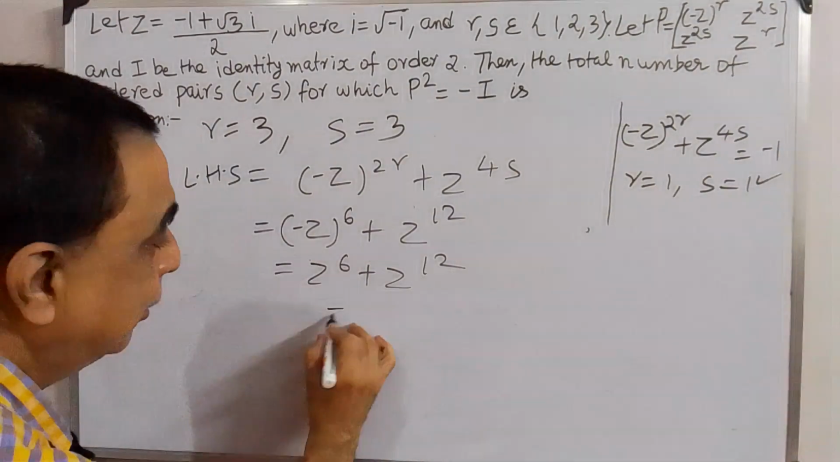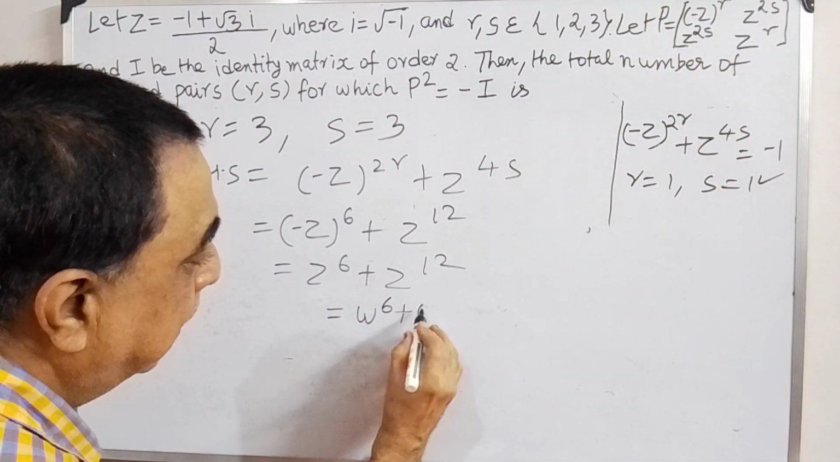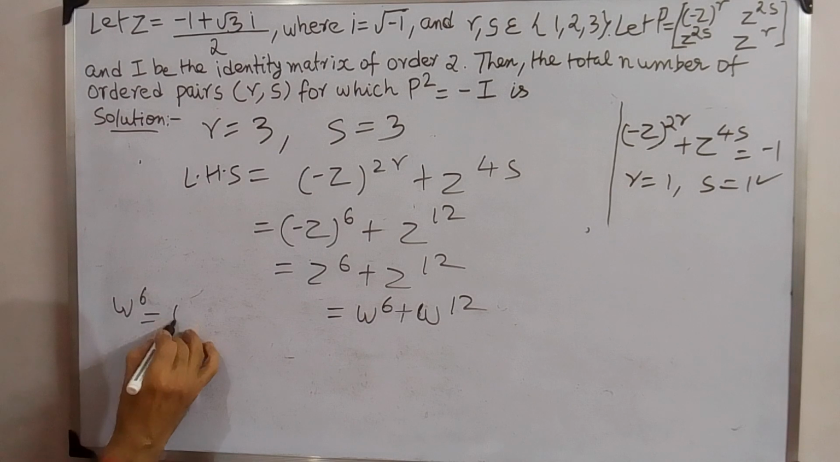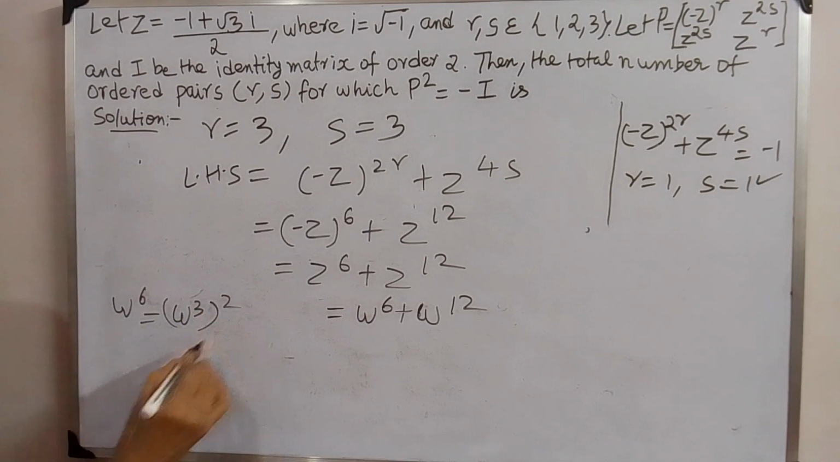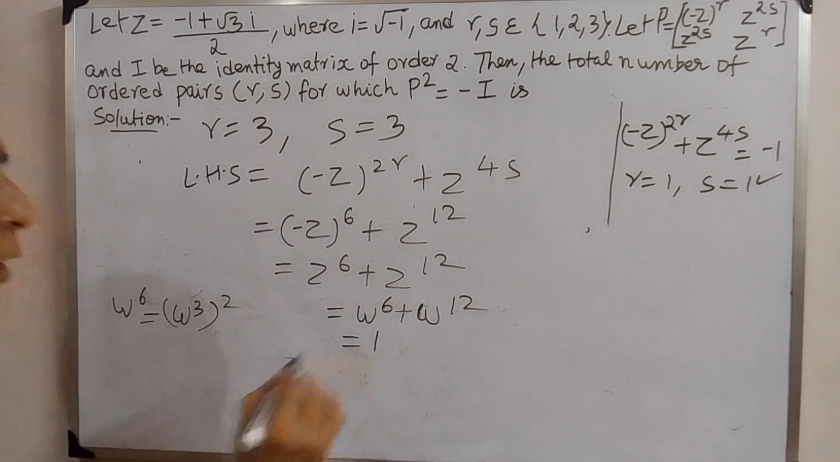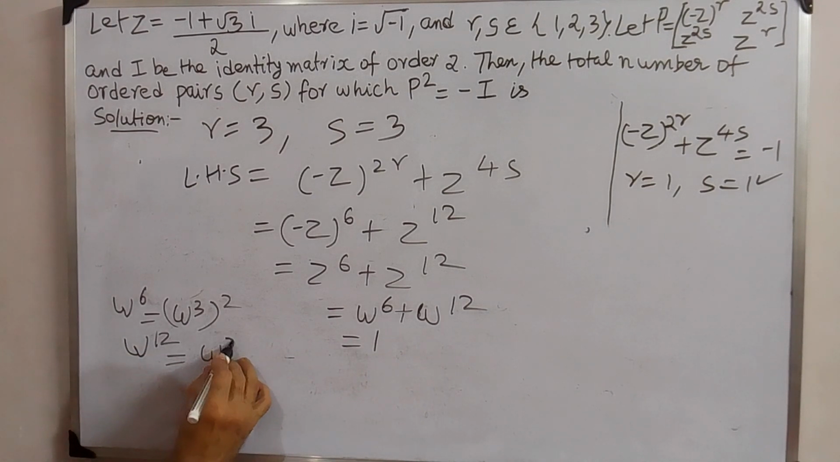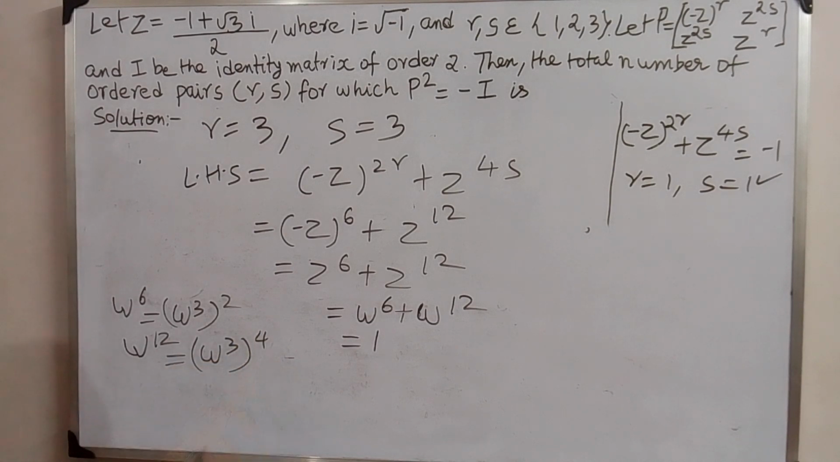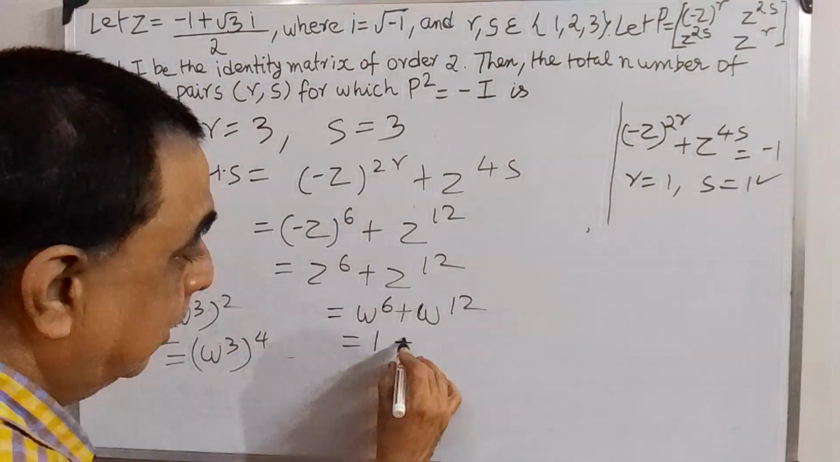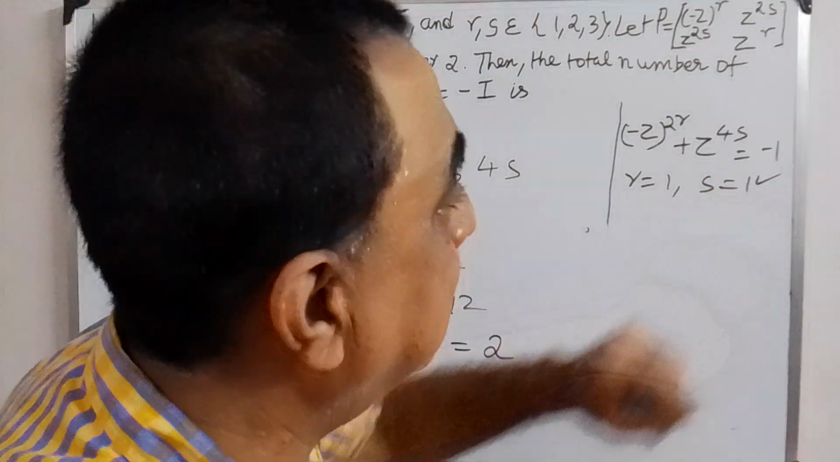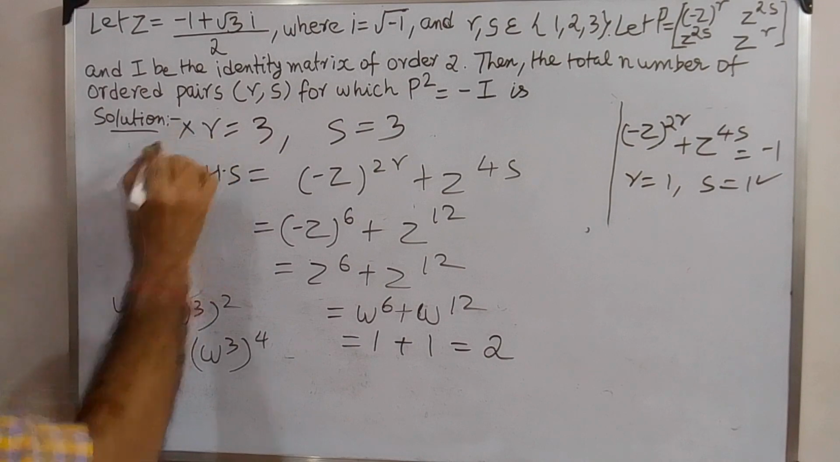So z is what? Z is omega. Omega to the power 6 plus omega to the power 12. So omega to the power 6 means omega cube whole square, and omega cube value we know is 1. So 1 whole square will be 1. And omega to the power 12 means omega cube whole to the power 4. And omega cube value is 1. So 1 to the power 4 will be 1. So this is also 1. So 1 plus 1 becomes 2, which is not equal to minus 1. So this is also not possible.